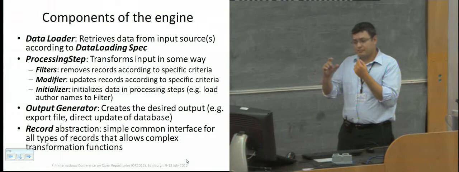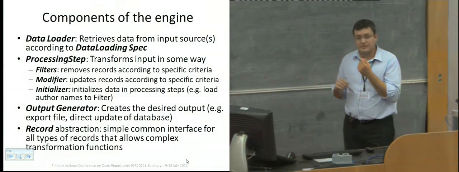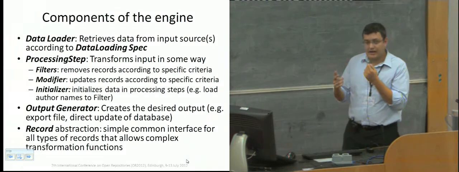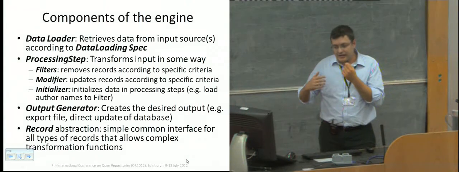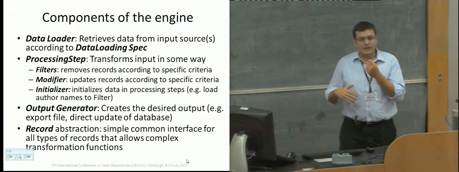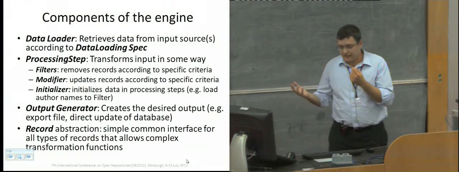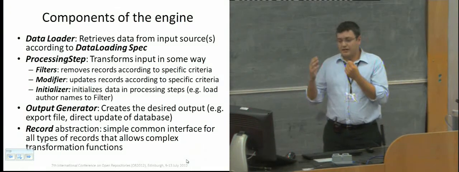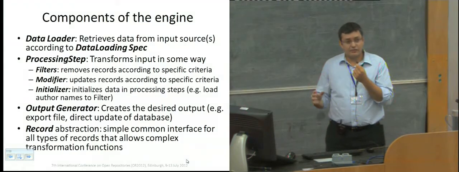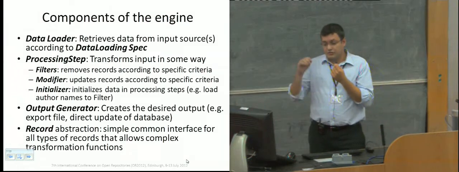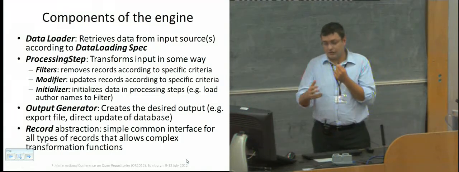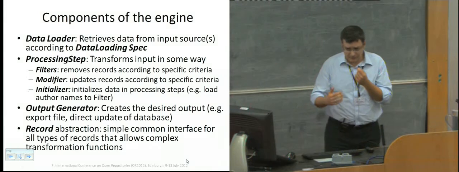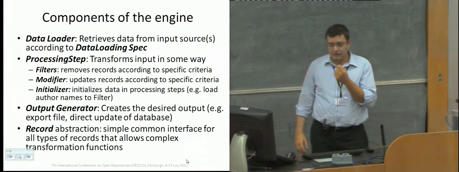The modifier is the piece of code that updates records to specific criteria. And the initializer is not a processing step per se, it's a supporting object that initializes data within processing steps. For example, one could easily think of a filter saying: filter out any record where the country value or the language value is not within a specific list of values. So this list of values is loaded by the initializer to configure the overall process.